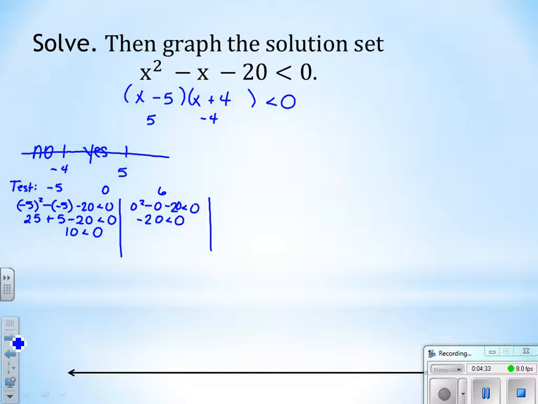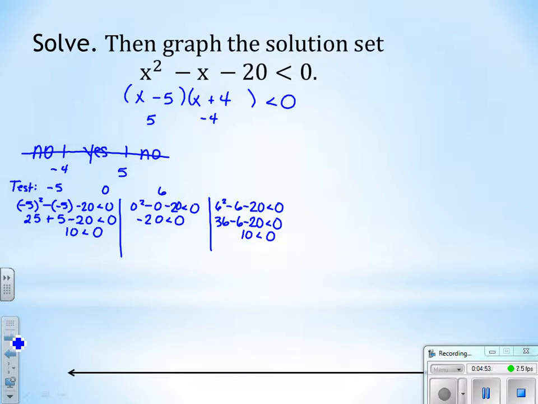Above the 5, using my 6 as my test number, I'm going to have 6 squared minus 6 minus 20 is less than 0. Do your math. So 30 minus 20 again gives us a 10 less than 0. Again, that is a no.